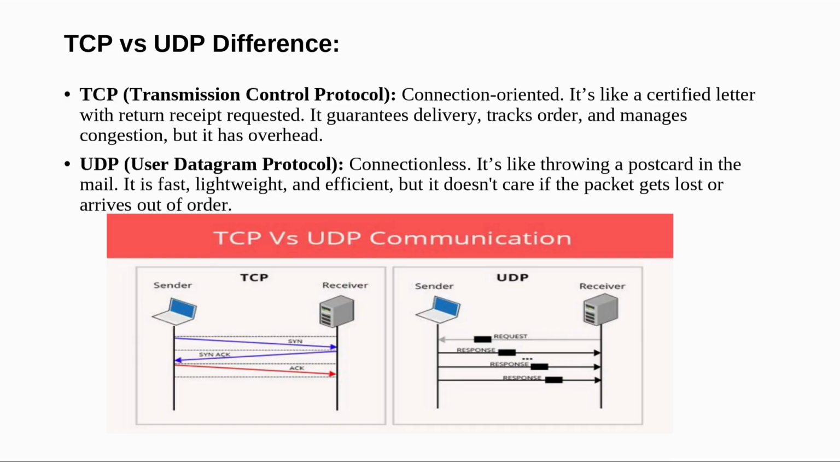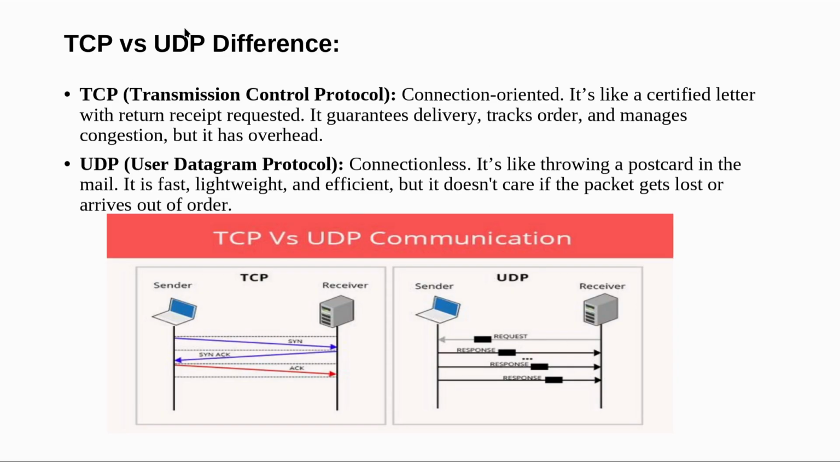So TCP stands for Transmission Control Protocol. It is a connection oriented protocol. It's like a certified letter with a return receipt requested. It guarantees delivery, tracks order, and manages congestion, but it has overhead. UDP is connectionless. It's like throwing a postcard in the mail. It's fast, efficient, and lightweight, but it doesn't care if the packet gets lost or arrives out of order.